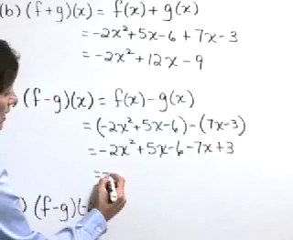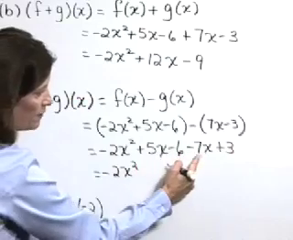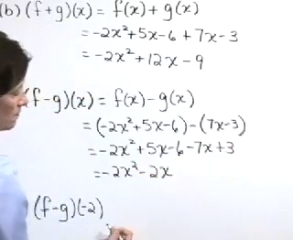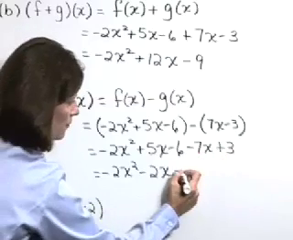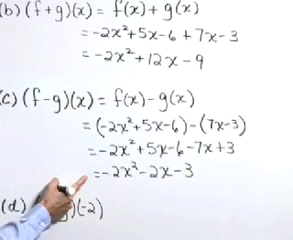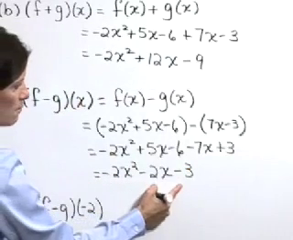Combine your like terms. So out in front, negative 2x squared. Positive 5x and a negative 7x is a negative 2x. Negative 6 and positive 3 is a negative 3. So f minus g of x is equal to negative 2x squared minus 2x minus 3.